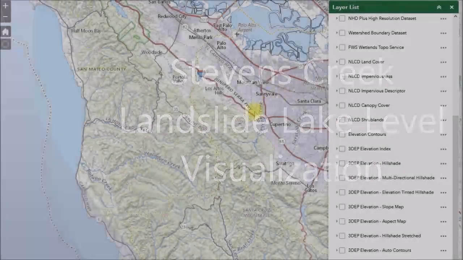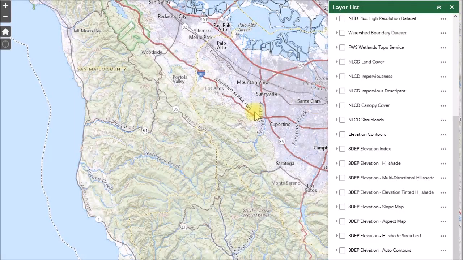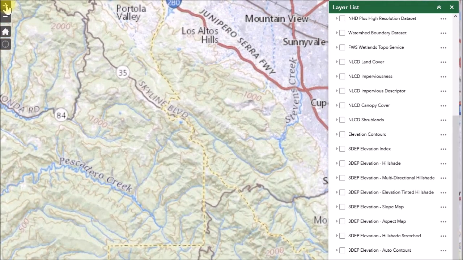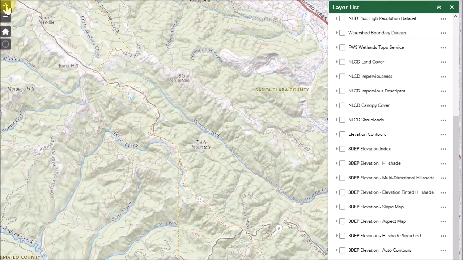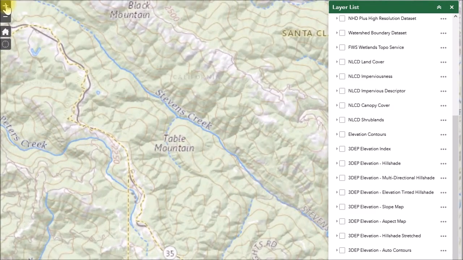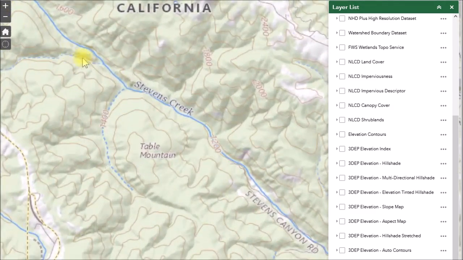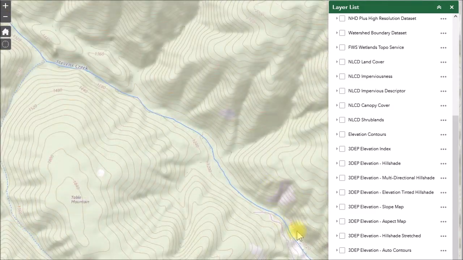So in an earlier video, I showed you where I found what I think is the high water mark of this landslide lake on the upper part of Stevens Creek here. And what I realized I could probably do with that information is try to visualize what this lake might have looked like when it was dammed up. So this is the area of the landslide down here, and the water backed up to about this area.